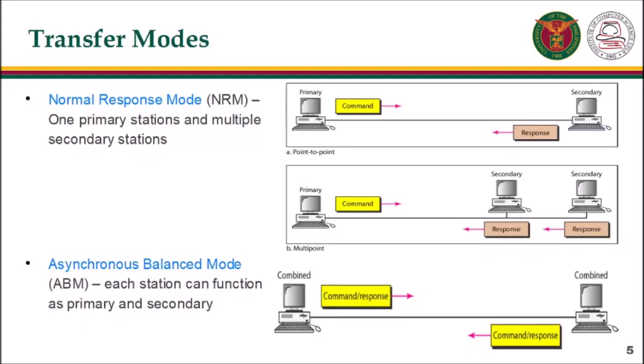HDLC provides two common transfer modes that can be used in different configurations: normal response mode, or NRM, and asynchronous balance mode, or ABM. In normal response mode, the station configuration is unbalanced. We have one primary station and multiple secondary stations. A primary station can send commands, a secondary station can only respond. The NRM is used for both point-to-point and multi-point links. In ABM, the configuration is balanced. The link is point-to-point, and each station can function as a primary and a secondary. This is the common mode today.